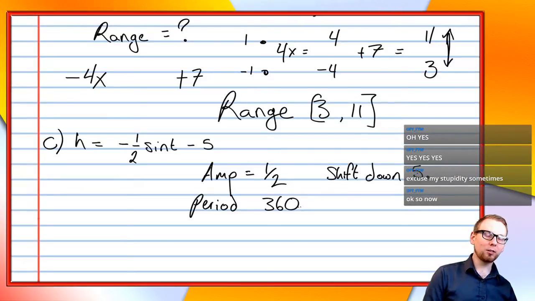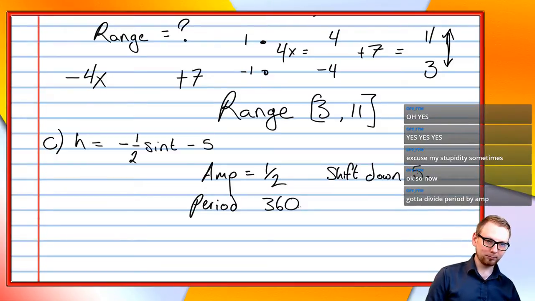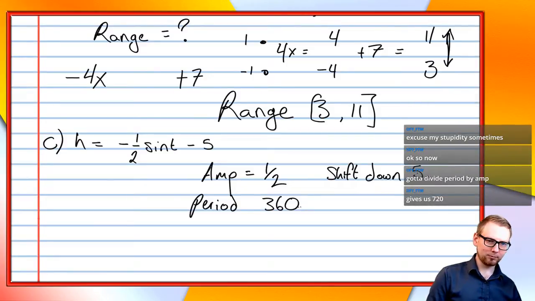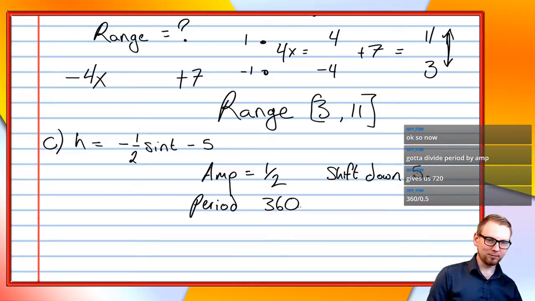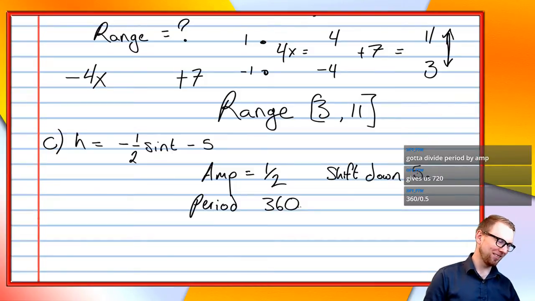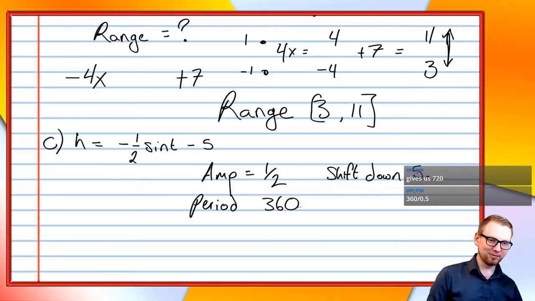So don't forget the equation of the axis. What? What are you talking about? Divide the period by amplitude. That has nothing to do with what we're doing. No. No. No. Just no.